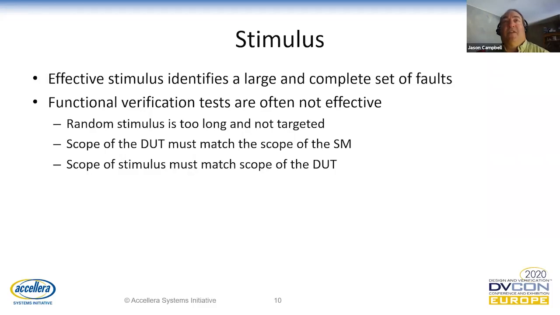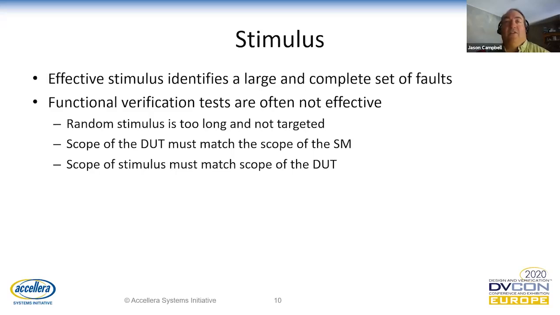However, what we find is that these are often very not effective, and there's a number of reasons why that's the case. If you're using random stimulus, typically the run times are too long for fault injection. They're also not very targeted, so you can spend a lot of simulation cycles and not get a very good result. And often the functional verification tests are written at the block level. But if we have a safety mechanism at a top level, like say it's a software safety mechanism, we have to have a full chip simulation.